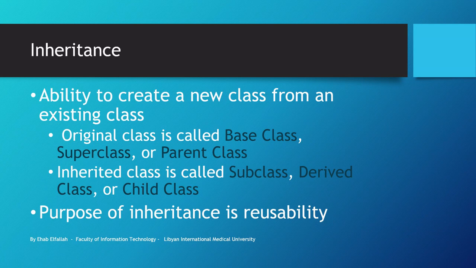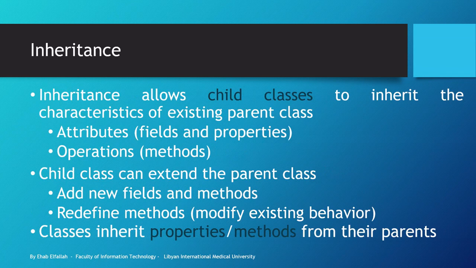The purpose of inheritance is reusability, so you don't have to write the classes again. You just minimize the functionality to the minimum and then inherit these classes to inherit the functionalities. Inheritance allows child classes to inherit the characteristics of the parent class. The characteristics are usually the attributes and the operations, whether fields, properties, or methods.